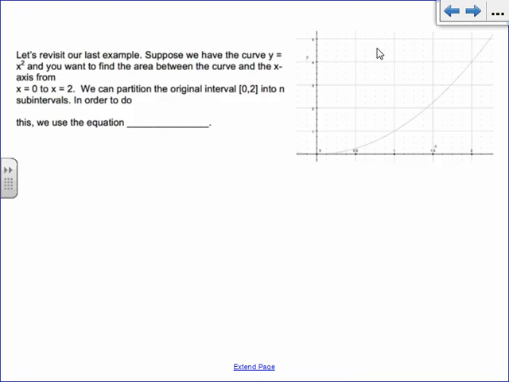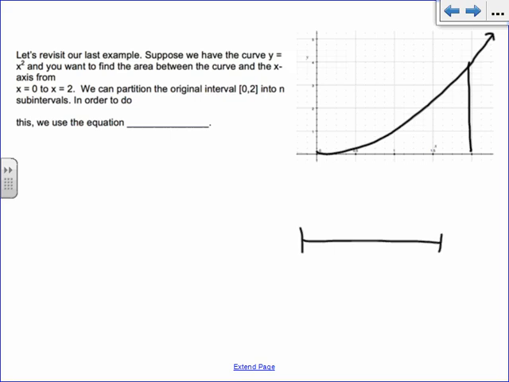Okay. So it says, let's revisit our last example. So suppose we have the curve y equals x squared, and we want to find the area between the curve and the x-axis from 0 to 2. Okay. This is more how your examples will be. We can partition the original interval into n subintervals. So what we did before is we used 4 subintervals. So we took that distance 0 to 2, a length of 2, and we divided it into 4 pieces. So each subinterval was 1/2.